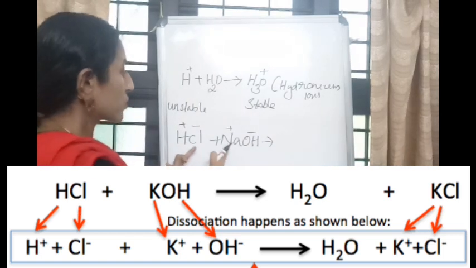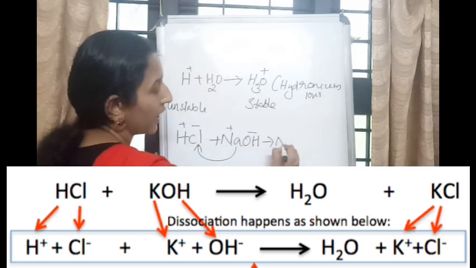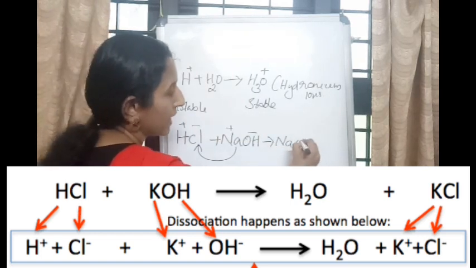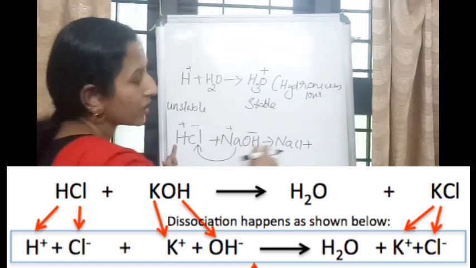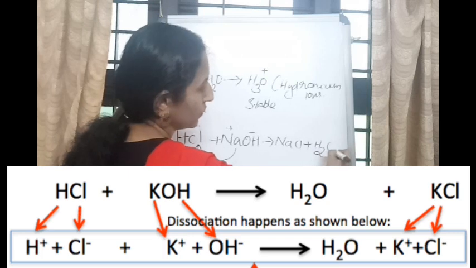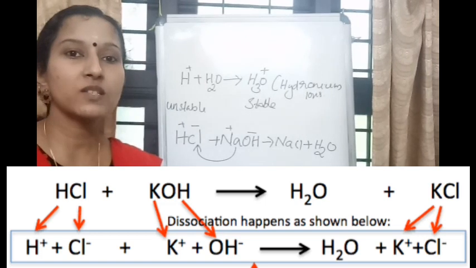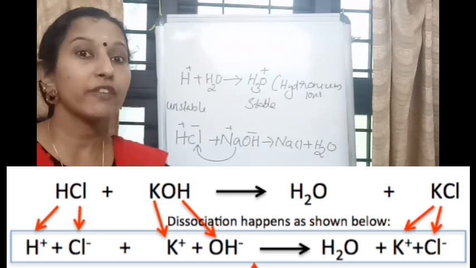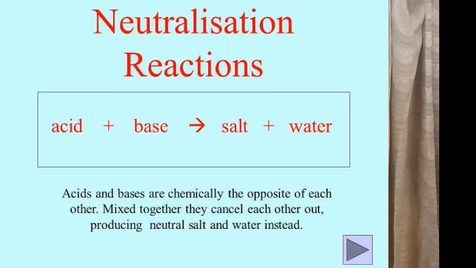So here sodium reacts with chlorine to form NaCl, plus hydrogen reacts with the OH. H and OH form H2O. So here the products are sodium chloride and water. Sodium chloride is a salt and H2O is water. If a reaction gives salt and water as the products, it is a neutralization reaction. So a neutralization reaction is a reaction in which an acid reacts with a base to form salt and water.